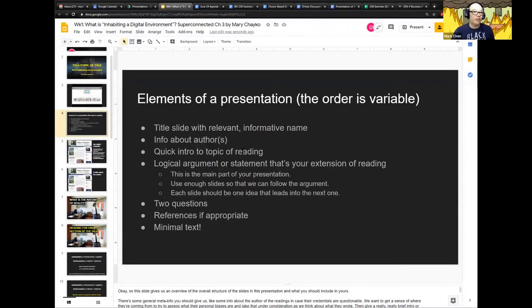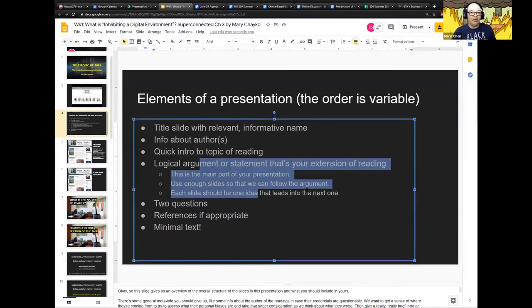And then do a really quick intro of the topic or reading. Again, you don't need to summarize the reading because all of us are going to read it anyways. Just give us enough information so that you can then do your presentation on whatever it is that you think you should be talking about, right? And then actually make some sort of argument, and help us step through it so that it makes sense.